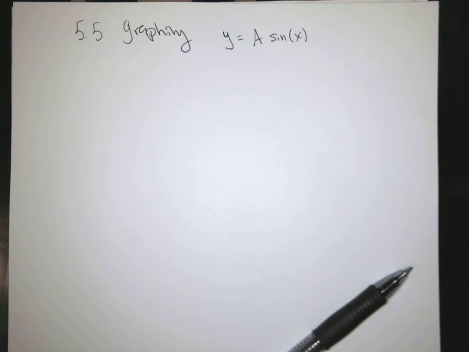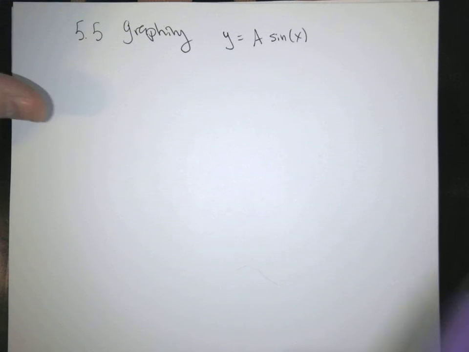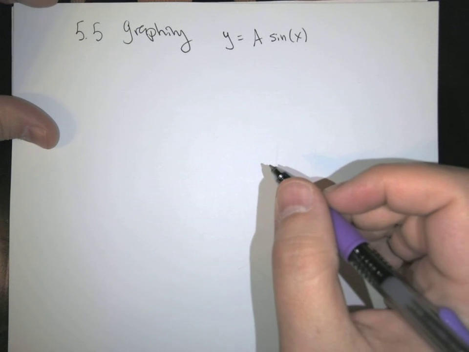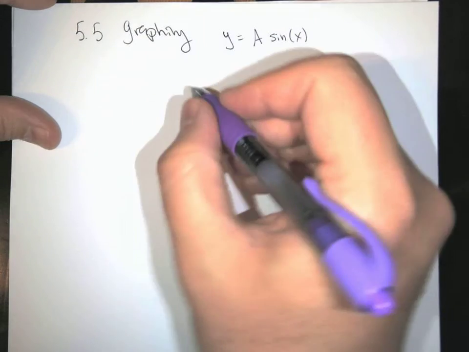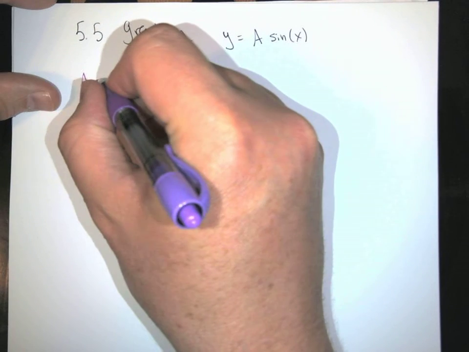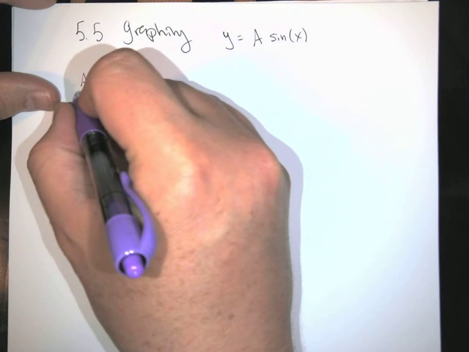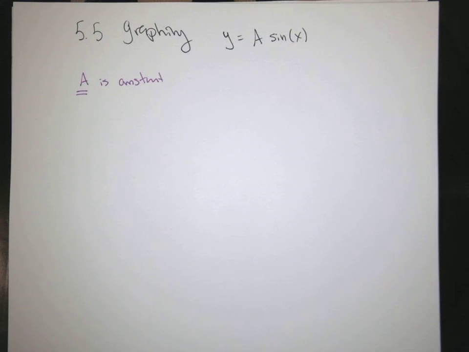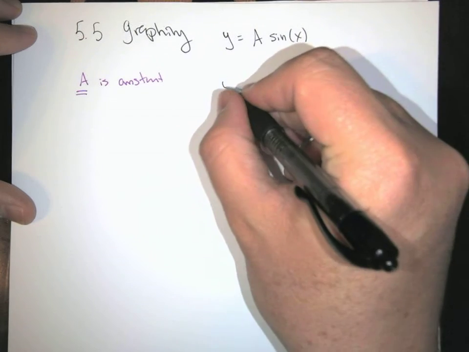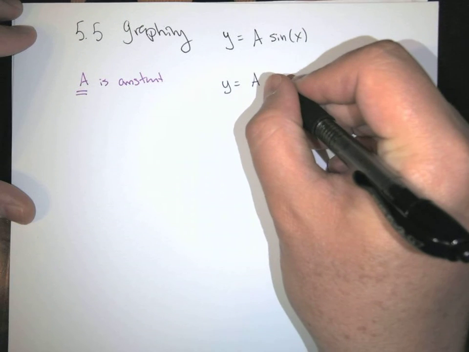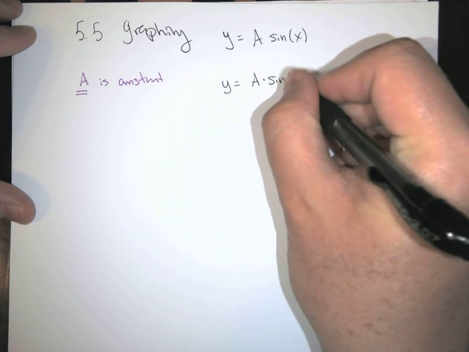First modification. Y equals a times the sine of x. Capital A is going to be a variable for us. It's not going to be a variable. That's the wrong word. Capital A is going to be a constant. So our curve now is a times the sine of x.